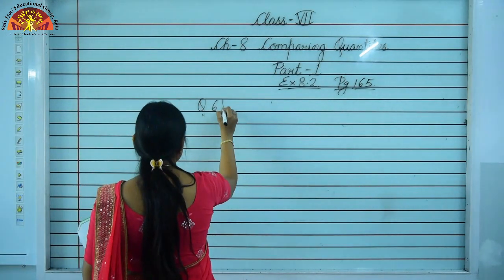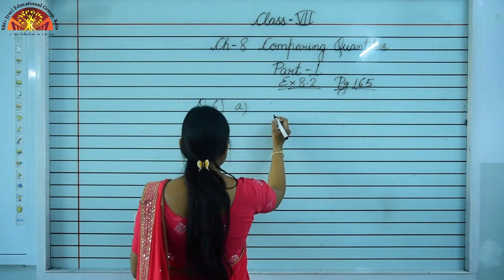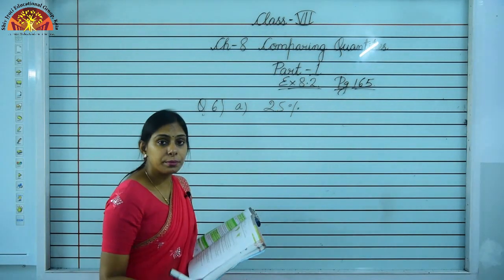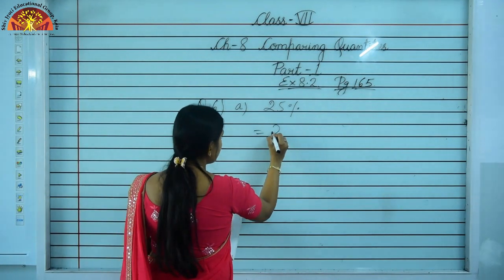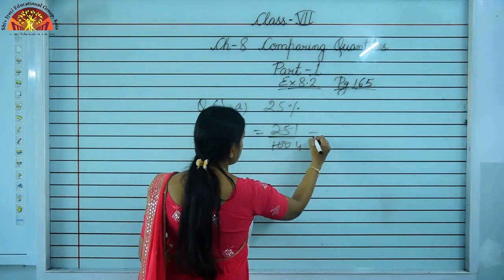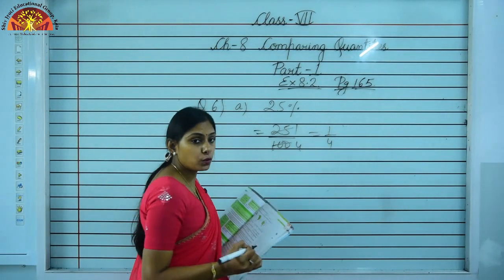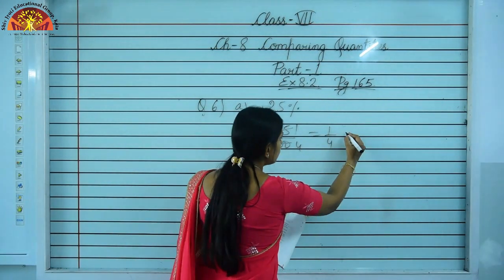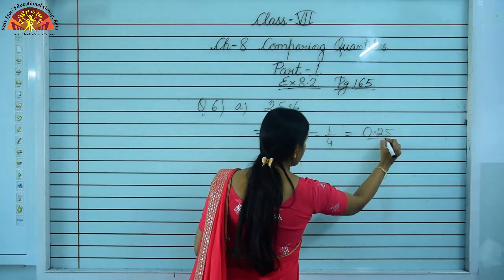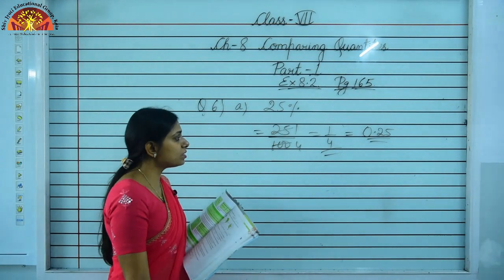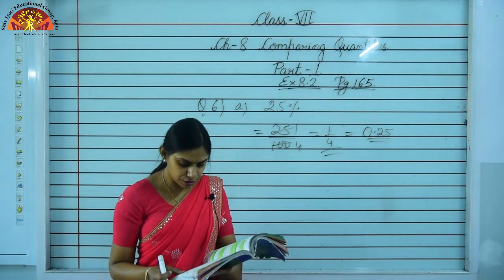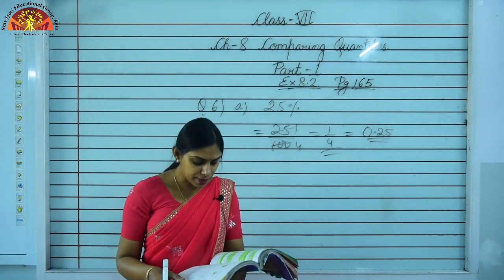Question number 6, part A, that is 25%. What you have to do is convert it into a fraction and a decimal. So 25 upon 100, so 1 upon 4. So what fraction do we get? 1 upon 4. When you convert it into a decimal, you can just solve it, it will come to 0.25. So the fractional value is 1 upon 4 and the decimal value is 0.25. Got it children? Similarly, you can solve the other parts also.